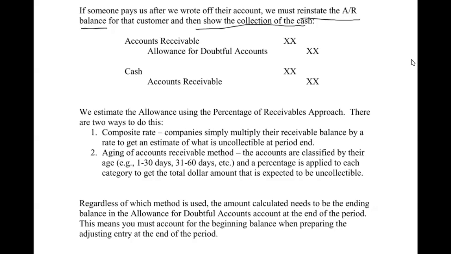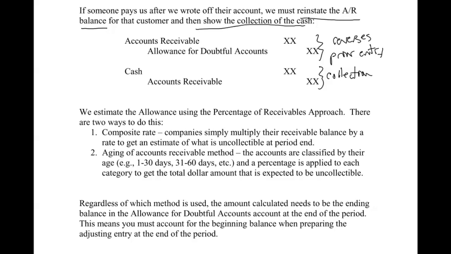Notice this journal entry right here. This reverses the prior entry, the one we just did, where we wrote off the account. So that reinstates it. And then this one is the collection of the cash, which is a journal entry you would have done before, even back in financial accounting. So that's rare, but if they do pay us off, let's just reinstate their account, reinstate the allowance, and then show the cash is being received.